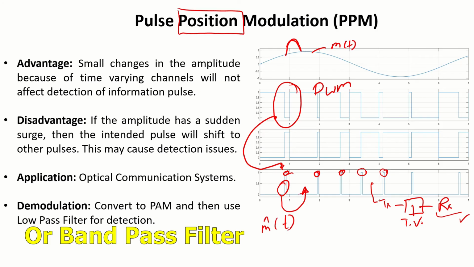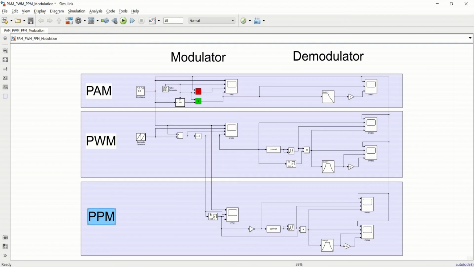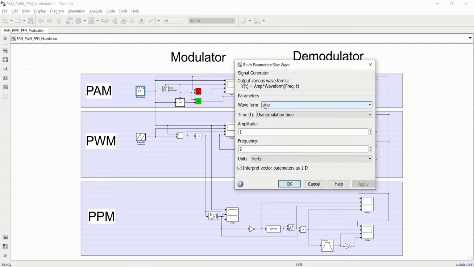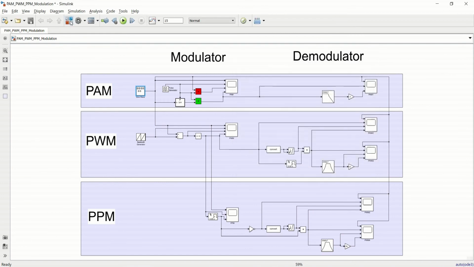Now for the modulation and demodulation of PPM, we present a Simulink based simulation environment. For the simulation of pulse position modulation, we have the modulator and demodulator. The modulator block is over here, whereas the demodulator block is over here. Starting off with the message signal, this is a simple sine wave, a single tone having an amplitude of 1 and a frequency of 2 Hz, from the signal generator of the library browser.